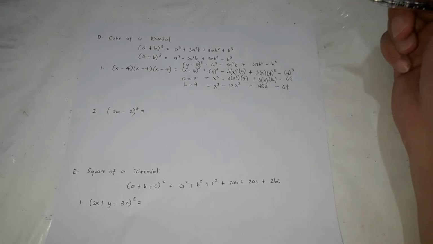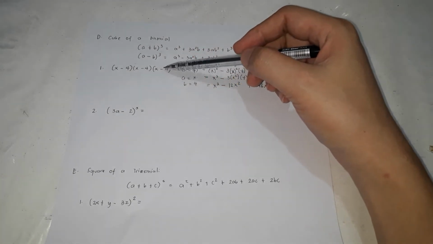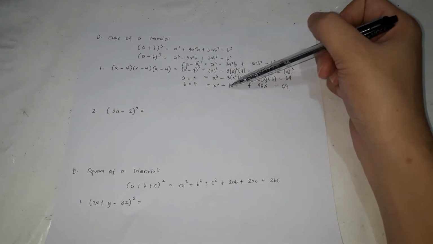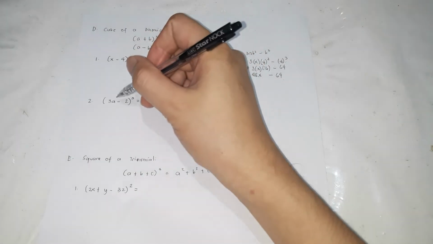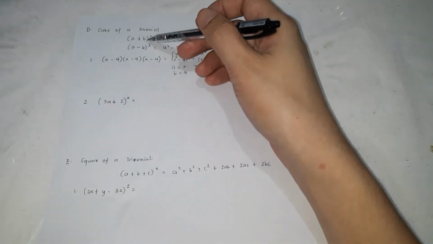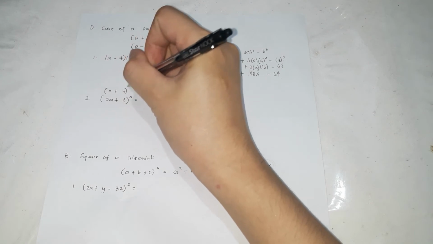So, this is the answer. x minus 4 times x minus 4 times x minus 4 is equal to x cubed minus 12x squared plus 48x minus 64. Next, for this one, it is minus, so we'll change this to plus so that we're going to use the first pattern. The first pattern is what we'll use because it is plus.